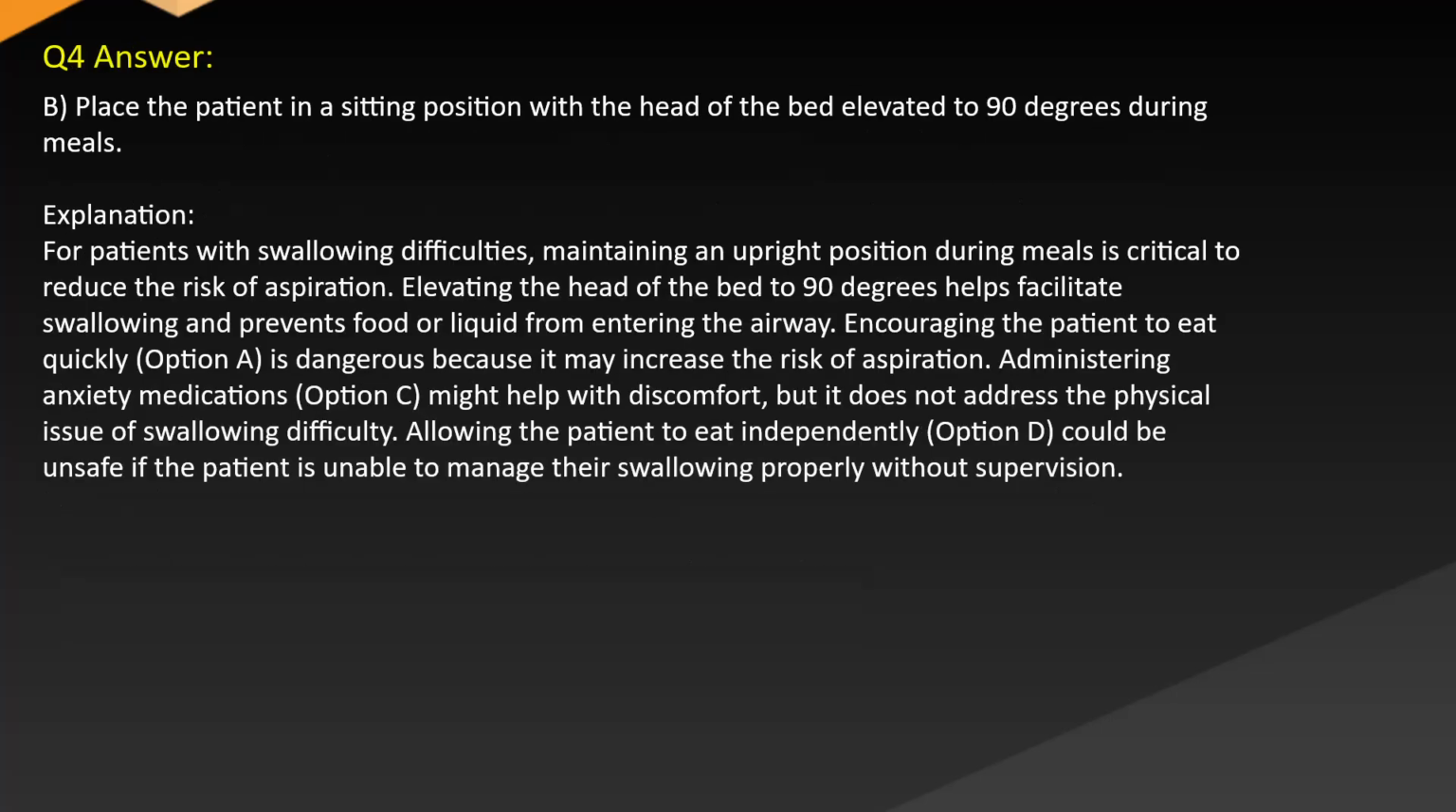Answer: B. Place the patient in a sitting position with the head of the bed elevated to 90 degrees during meals. Explanation: For patients with swallowing difficulties, maintaining an upright position during meals is critical to reduce the risk of aspiration. Elevating the head of the bed to 90 degrees helps facilitate swallowing and prevents food or liquid from entering the airway. Encouraging the patient to eat quickly, option A, is dangerous because it may increase the risk of aspiration.